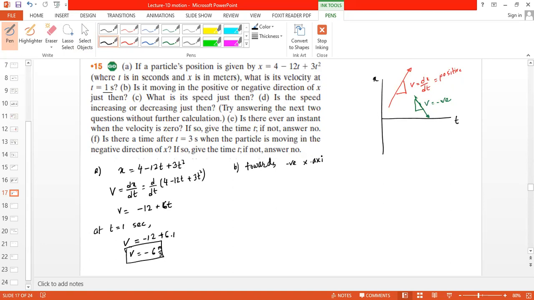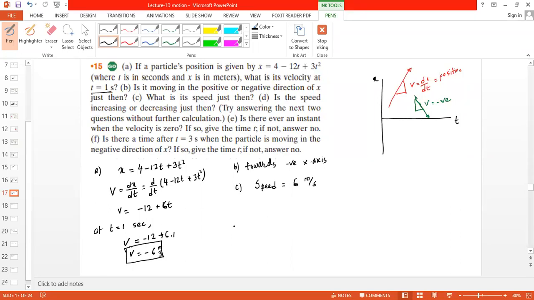So v is towards the negative x-axis, and then for part C, they are asking us what is its speed just then. That means what is the speed of the object at t equal to 1 second. What is the speed at t equal to 1 second? See, this is the velocity. At t equal to 1 second, its velocity is minus 6, and they are asking us about the speed. So what is the difference between speed and velocity? The difference is just the magnitude. Speed is just magnitude. It doesn't have any direction. So you can just write 6 meters per second. You don't need to worry about the sign now. Just the absolute value is fine.